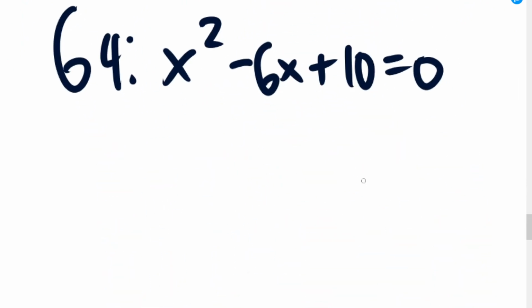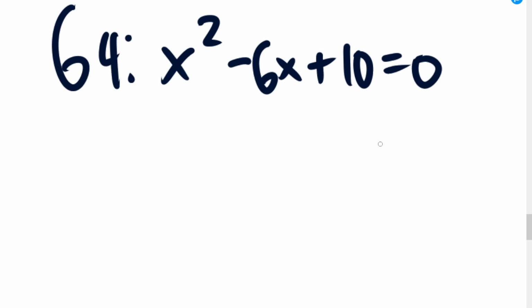This one will need us to use the quadratic formula. So x squared minus 6x plus 10. Say we didn't know that and we just tried factoring with 10. I don't think there are any numbers that will multiply to 10 and add to negative 6. It's pretty easy to tell. So what we'll need to do is, this is A, this is our B, this is our C.